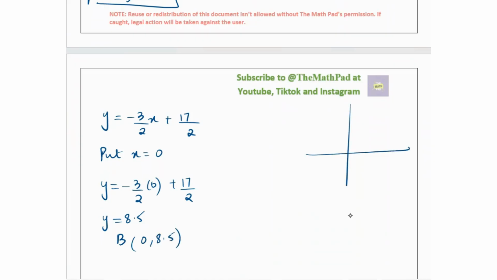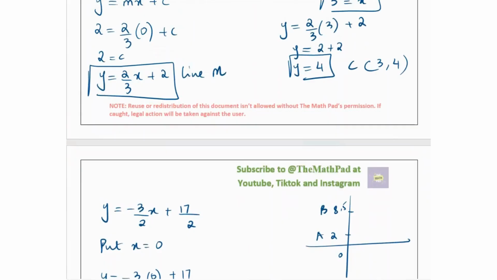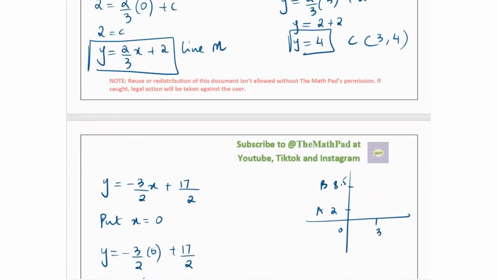Now, if we roughly sketch it, A was (0, 2), B is (0, 8.5), and C is (3, 4). So this is where your right angle is over here, because the lines L and M are intersecting over here. This is M and this is L.